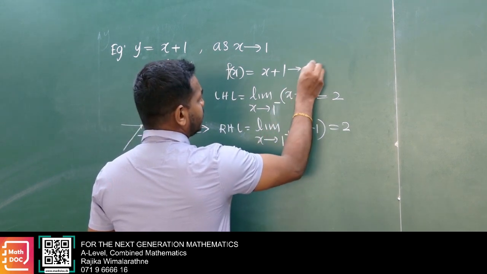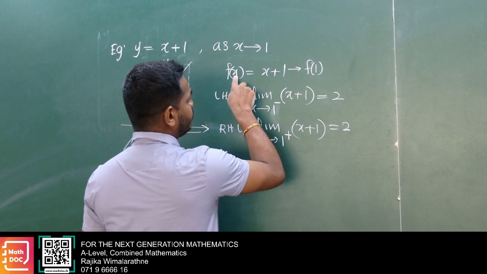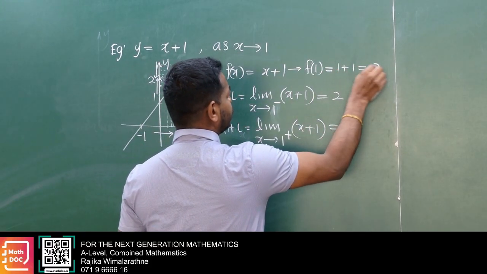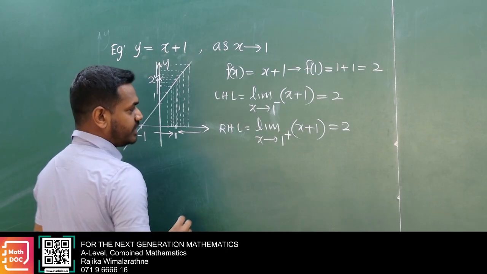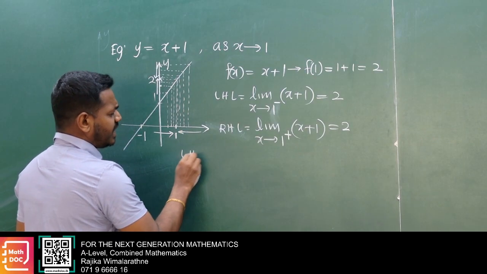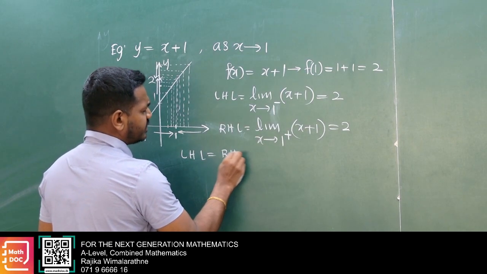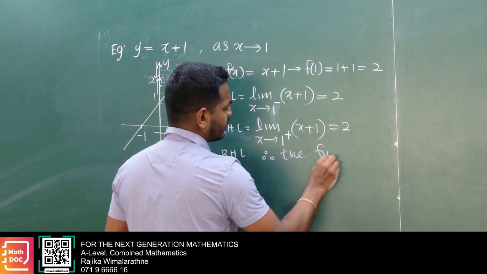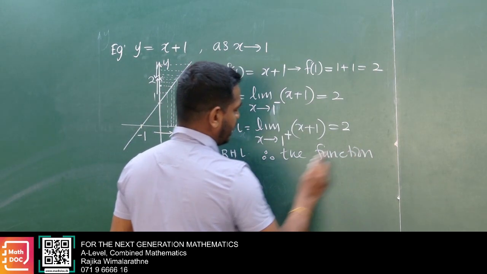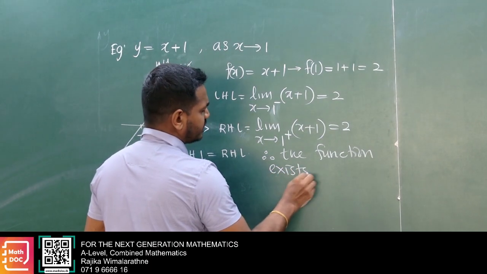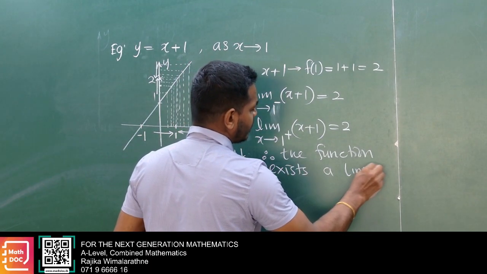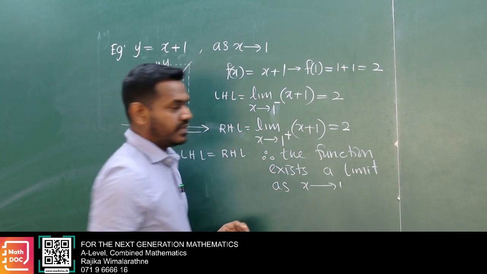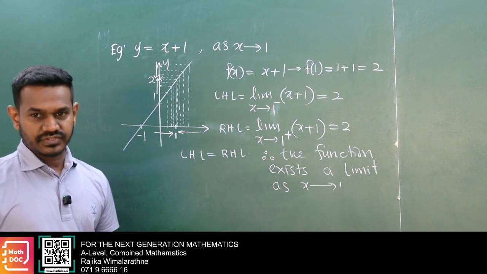By this you can say f(1), substitute 1 plus 1, no issue, we get 2. Therefore, here we can explain the left hand limit equals the right hand limit. Therefore, the function exists a limit as x goes to 1.